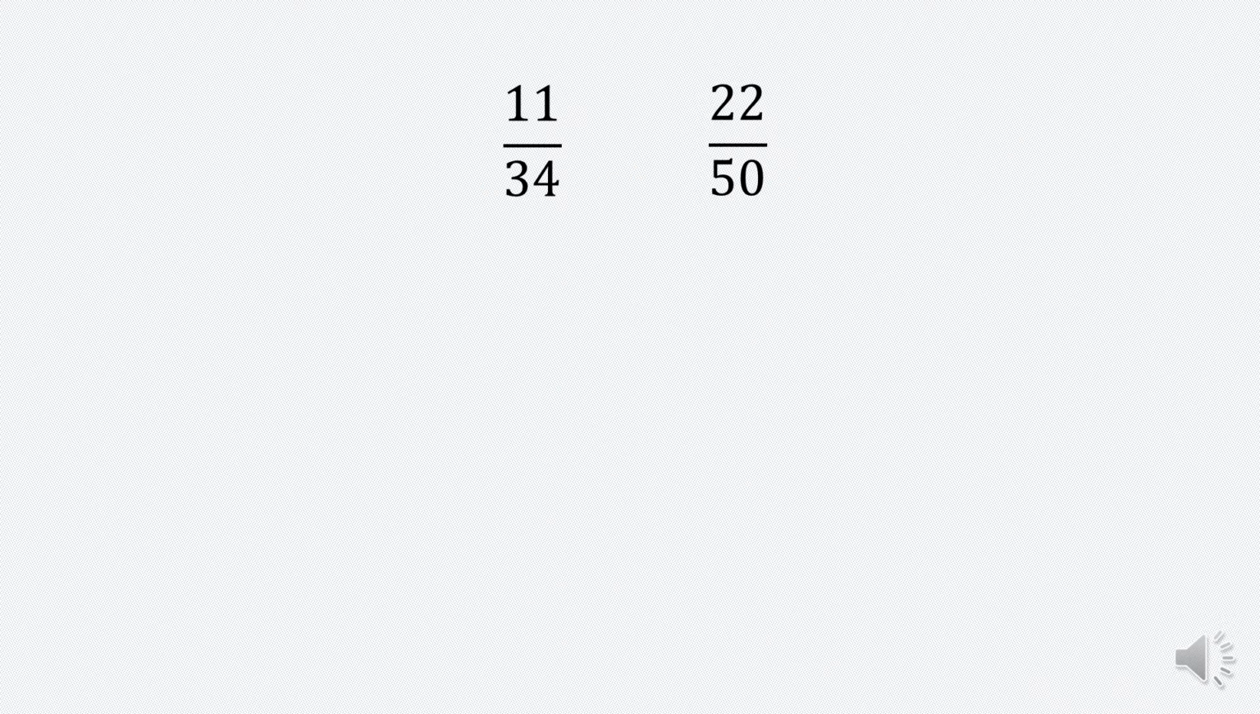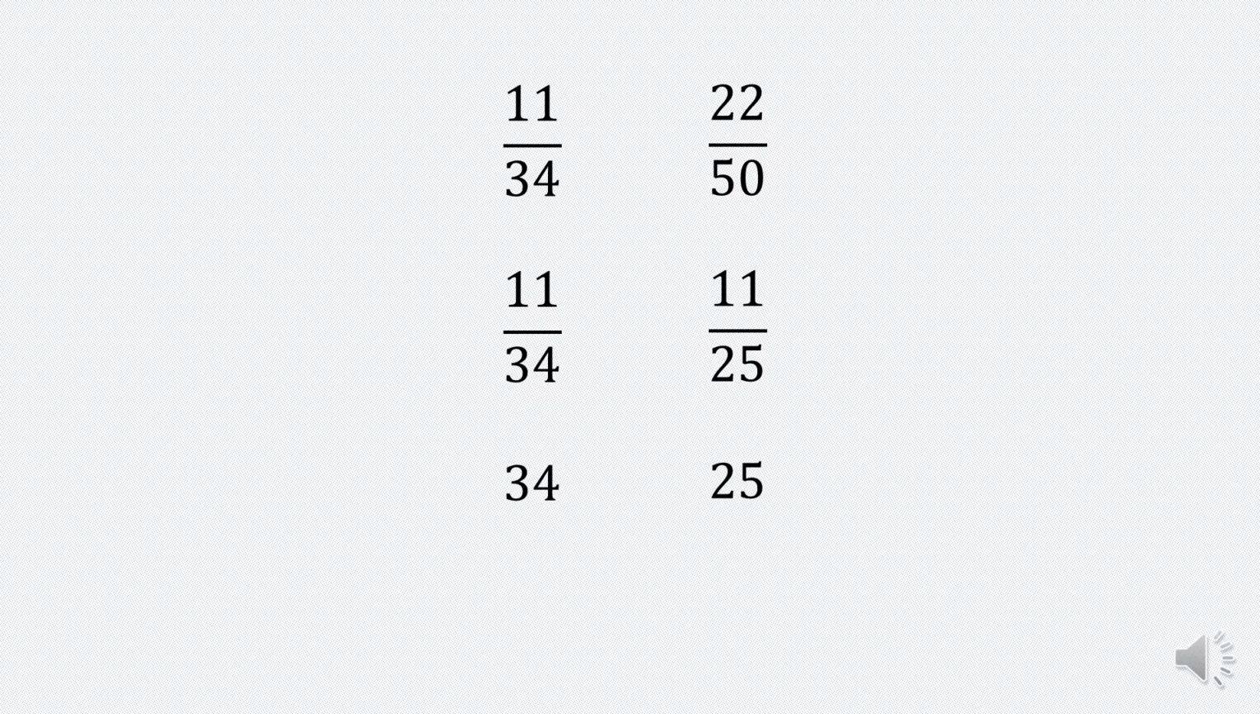In this example, we are comparing 11 over 34 to 22 over 50. It doesn't look like they have the same numerators, right? But I can simplify 22 over 50 to 11 over 25. So now we are comparing 11 over 34 to 11 over 25. Same numerator, compare the denominators. The one with the smaller denominator is the bigger fraction. So comparing 34 to 25, 25 is smaller than 34, which means 11 over 25 is bigger than 11 over 34. So that's how to compare fractions when they have the same numerators, right?